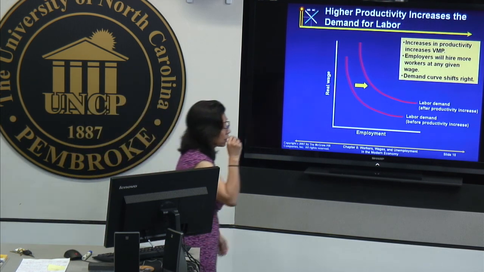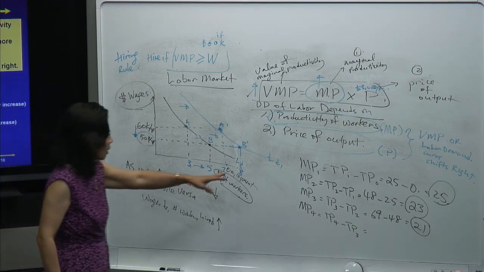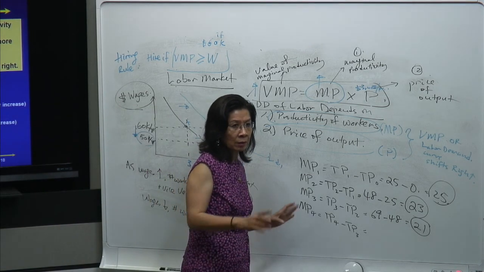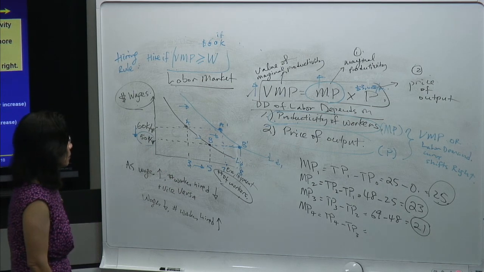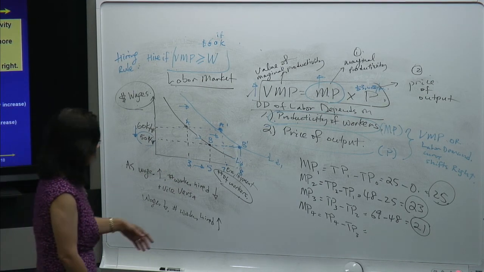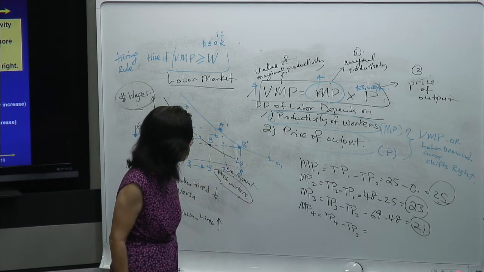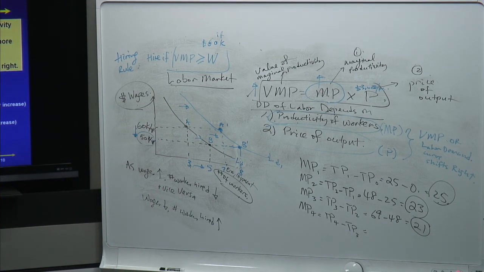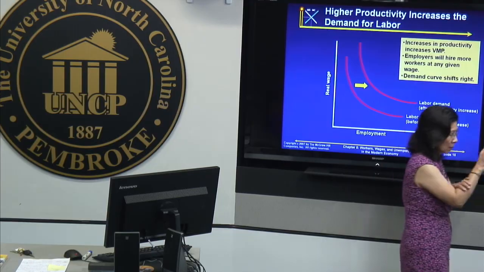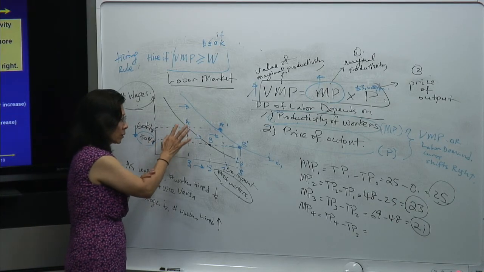How do we calculate marginal productivity? Here's how you do it. Take the total productivity produced by two levels of workers. And then finally, the second determinant of labor demand curve change is the price of the output, or the price of the computer. And in both cases, they shift the demand curve for workers to the right.